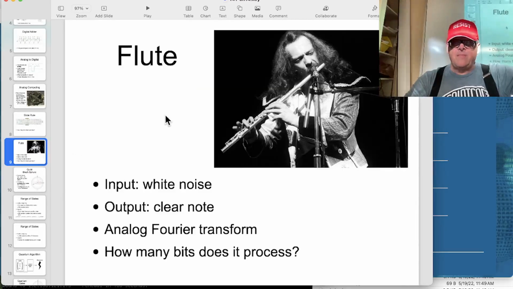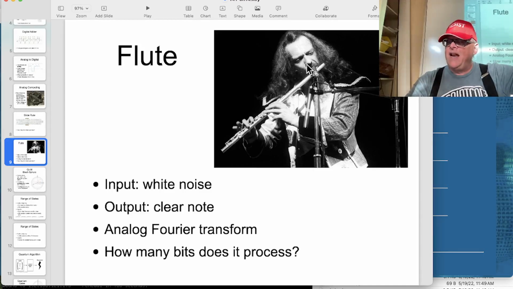So, all right, now consider a flute. If you play a flute, you blow in one hole here, and you put in what's essentially white noise. The structure of the flute is such that certain frequencies resonate and are amplified. Other frequencies don't resonate and are canceled out, so you get a pure note coming out of this, even though you put in white noise. You can regard this as an analog computer. It took a signal that contained many frequencies, isolated certain frequencies and let them out, and got rid of the other frequencies. Now you can ask, how many bits does this process? And you really can't answer that question.